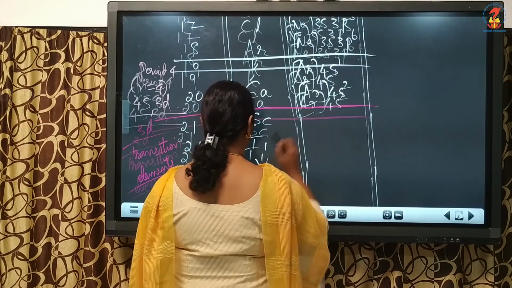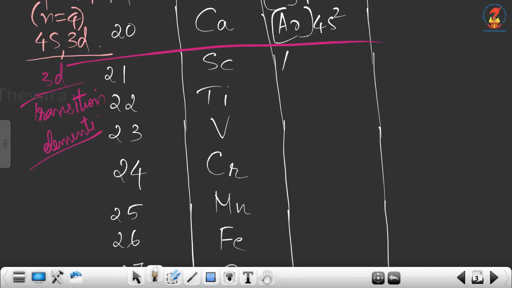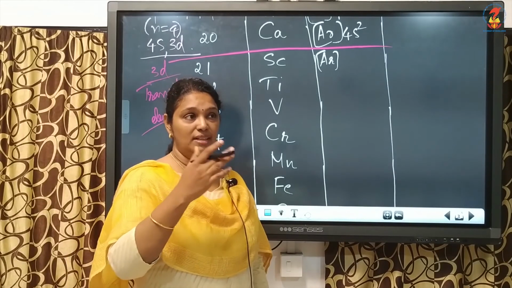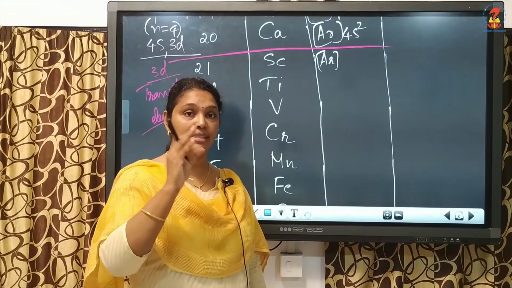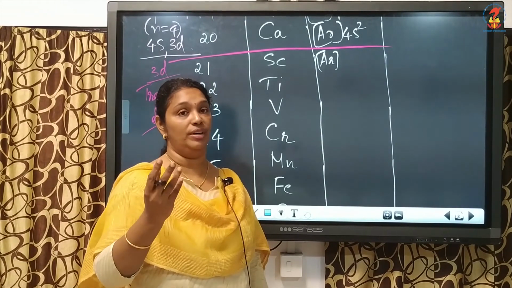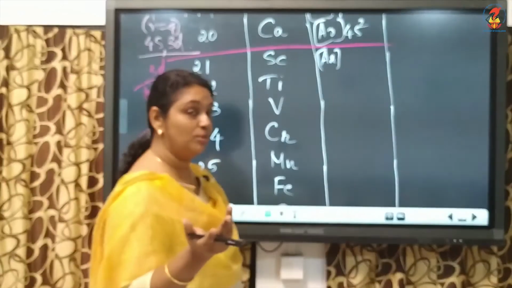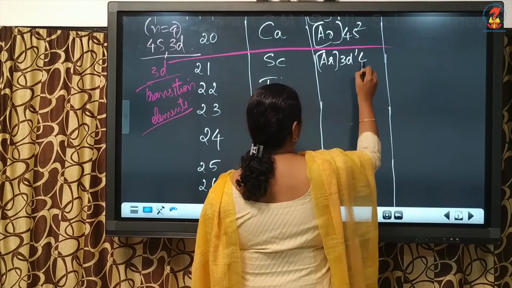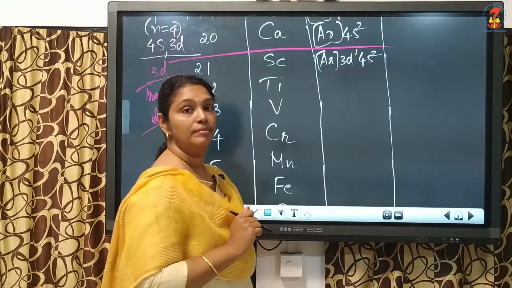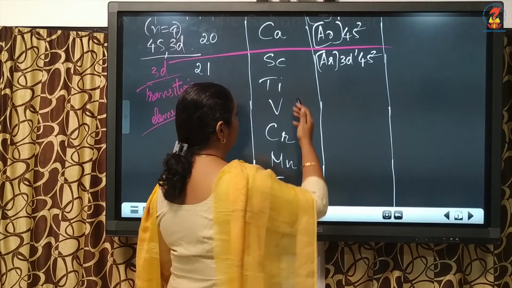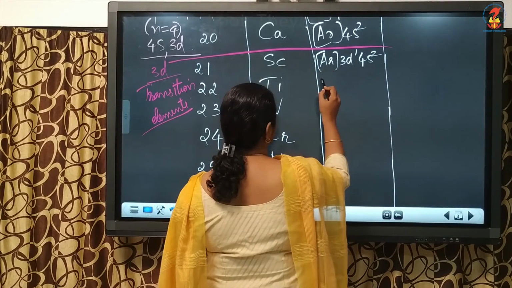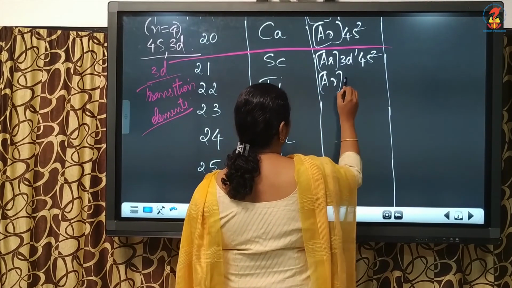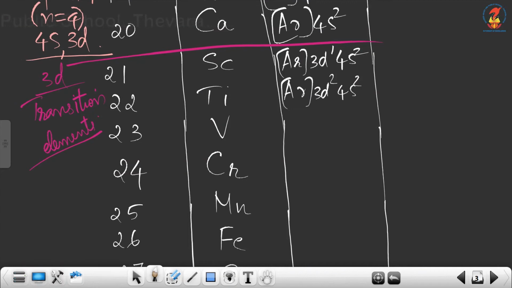Scandium will be argon. Now 3d is the inner d orbital. You will learn, because it is coming, inner d orbital means d orbital, after d comes 4s. So that you will learn in higher classes, 12th standard. So now I am going to write argon 3d1 4s2. Okay. Now next is titanium, this is scandium, this is titanium. The configuration is argon 3d2 4s2.